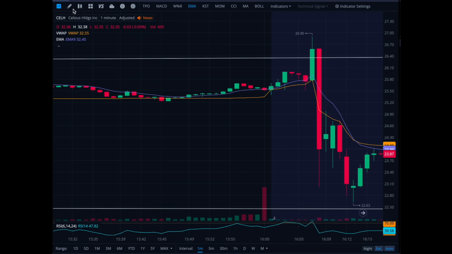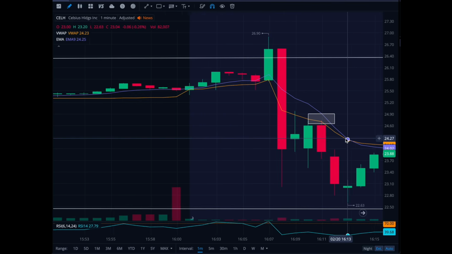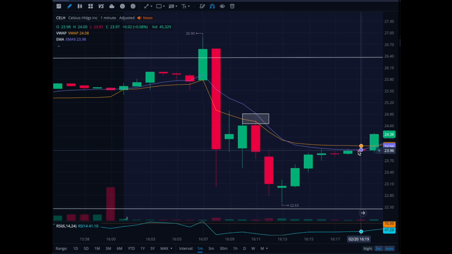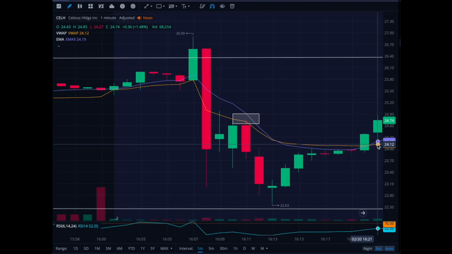Now let me just show you. I'm going to mark it with a couple areas with rectangles just so you can see. So look at the purple zone right here acting as resistance. And then once you had this 9 EMA get broken, as it's starting to get retested right here, and once it showed to stay above, the action reversed and went bullish.